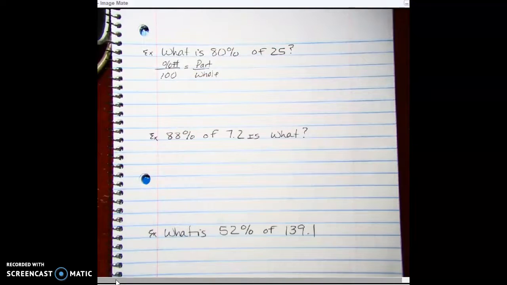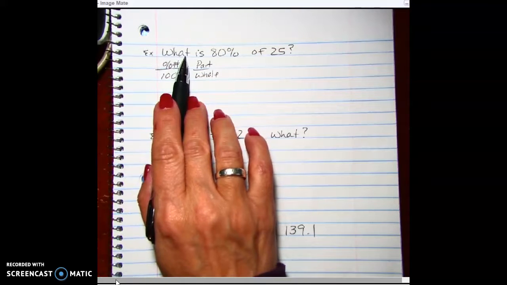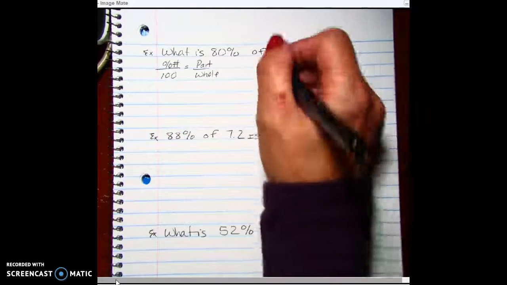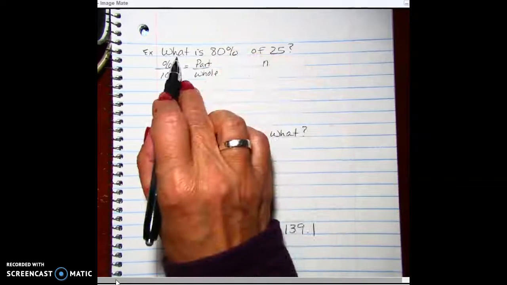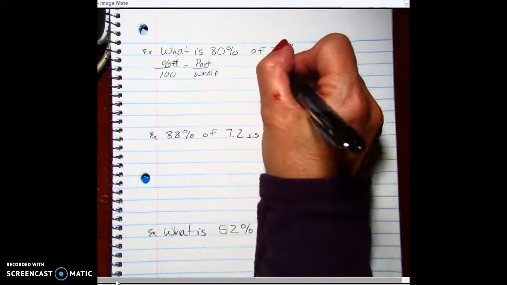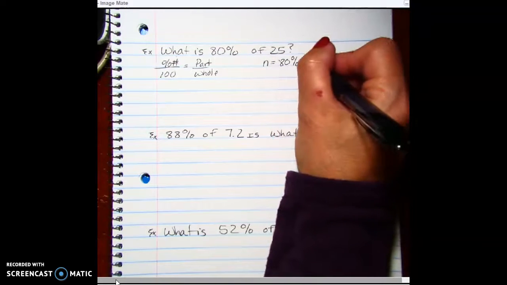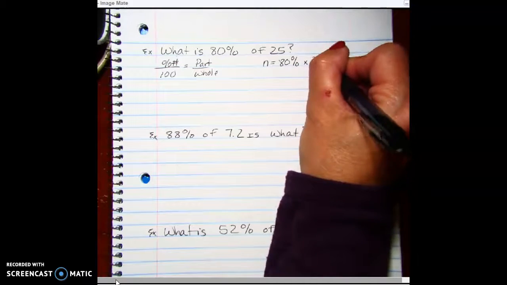Now, the other thing I'm going to do is rewrite my problem using all mathematical symbols. So what is my variable? Is means equals, and then I write 80%. Of means to multiply, and this is 25.